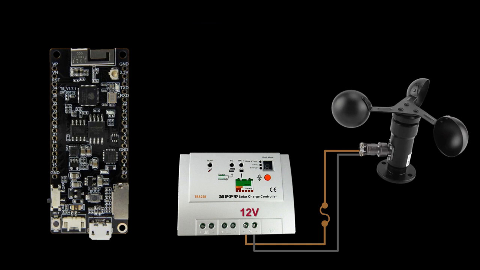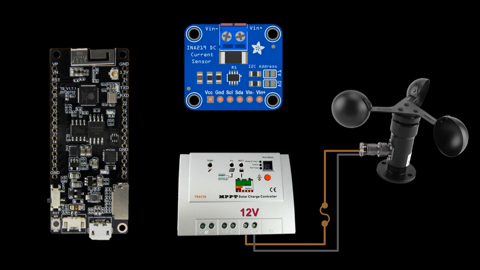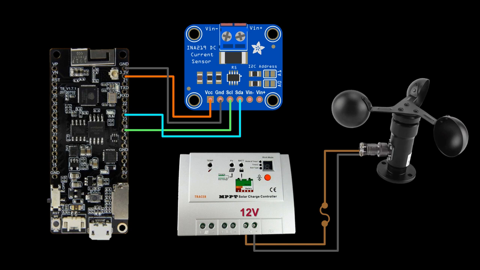The easiest way to measure the current is with an INA219 current sensor. I have a previous tutorial dedicated to this current sensor. The INA219 ground is connected to a ground on the ESP32. The VCC pin is connected to a 3.3 volt pin. The INA219 communicates using I2C protocol. The SCL, or serial clock pin, is connected to GPIO 18. The SDA, or serial data pin, is connected to GPIO 19.